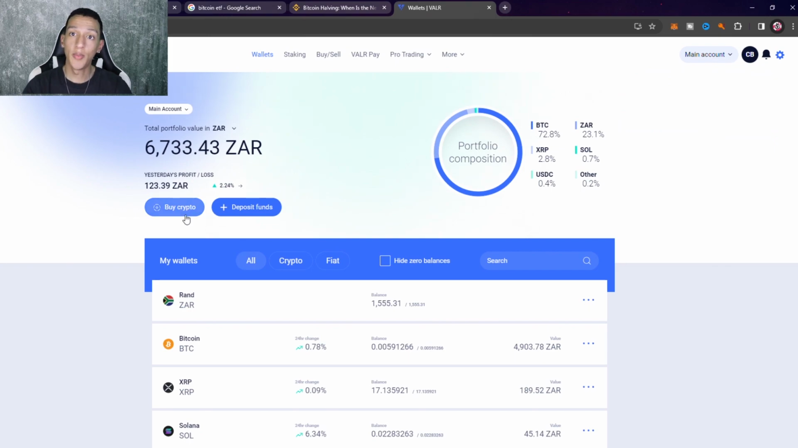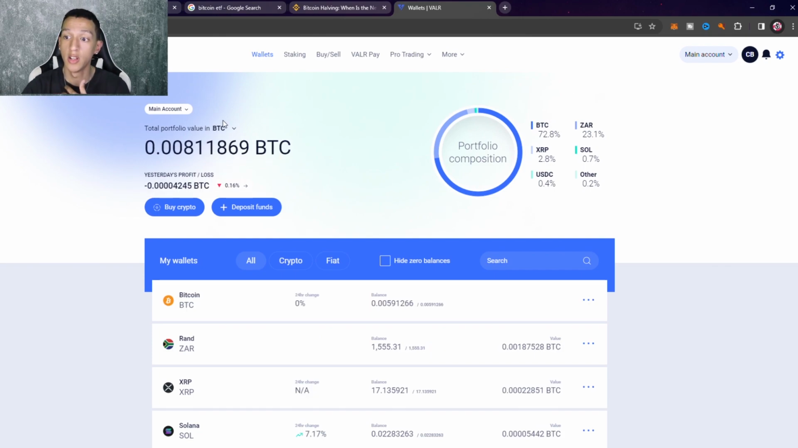VALR has changed compared to if you watched the old video last. VALR has changed interface wise. So this is the home screen, so we'll start here. You can see it displays the ZAR value of the Bitcoin you have, but I would prefer not to use this anymore. Let's say I'm not depending on the price, but focusing on increasing my Bitcoin holding. So I'll change this to BTC.